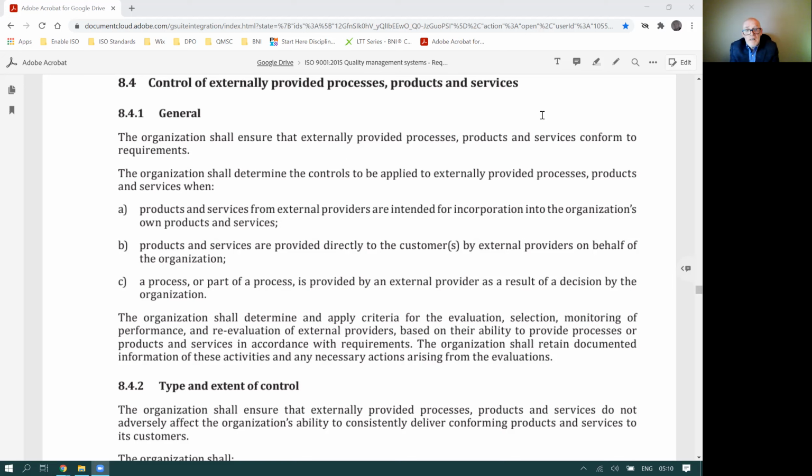Part C, where the organization is involved in delivering a process or part of a process. So where a process or part of a process is provided by an external provider as a result of a decision by the organization. So that's where you outsource directly. Okay, lastly, the organization shall determine and apply criteria for the evaluation, selection, monitoring of performance, and re-evaluation of external providers based on their ability to provide processes or products and services in accordance with requirements. The organization shall retain the usual documented information.